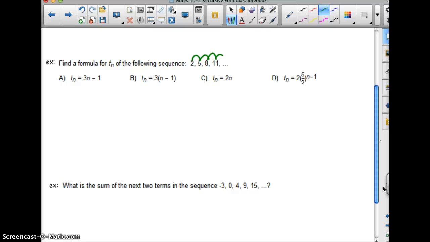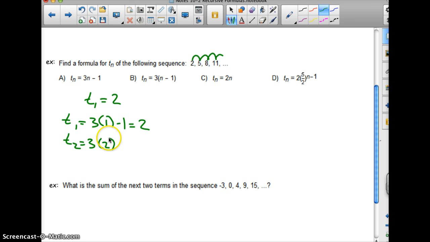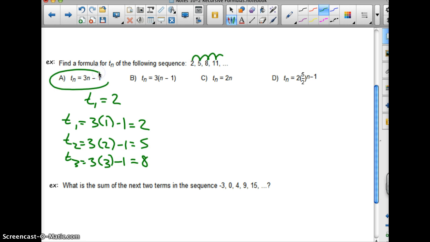All right? And I need to have an initial value here. If I want to know my first term, I know T sub 1 has to equal 2. So what I can do, if I'm not sure, is evaluate all of these. I can just try this one. T sub 1 is 3 times 1 minus 1, and that gives me 2, which is what I want. And I just check a couple more. 3 times 2 minus 1 is 6 minus 1, which is 5. Looks good so far. T3, 3 times 3 minus 1 is 9 minus 1 is 8. And that is correct. That is going to be the right formula.